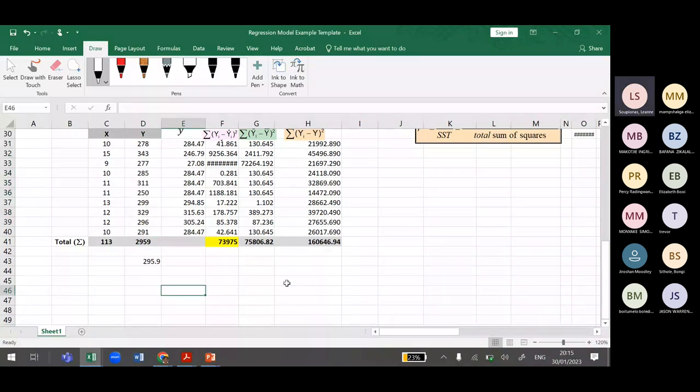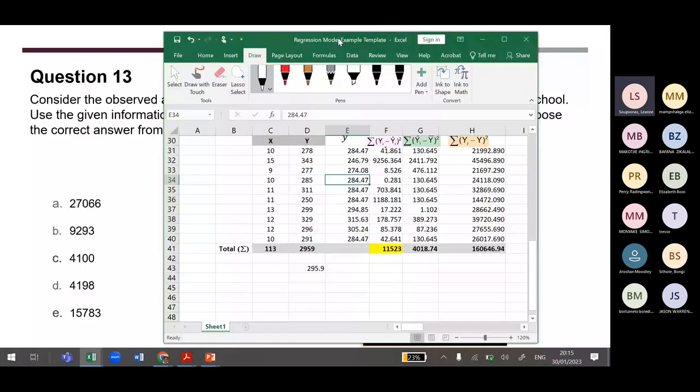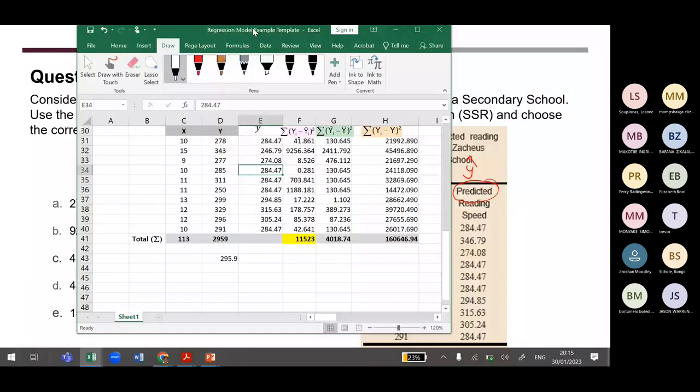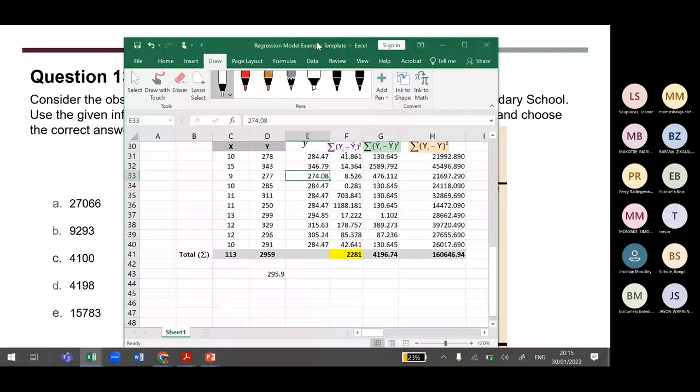Lizzie, line 33E is incorrect. 27.08 should be 274.08. Yes, 274.08. Thank you. Yeah, pleasure. And then the one just above is 346, not 246. Oh, yeah, 346. Thank you for picking that up. Okay. And the answer is 4197.